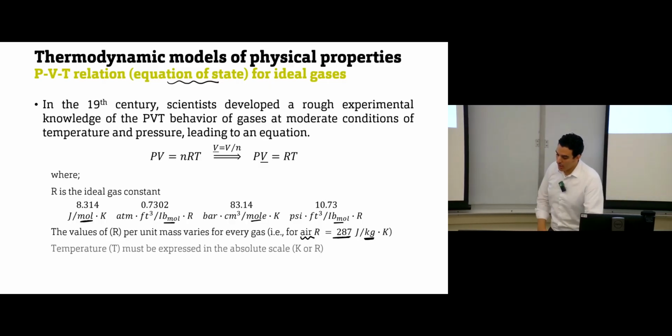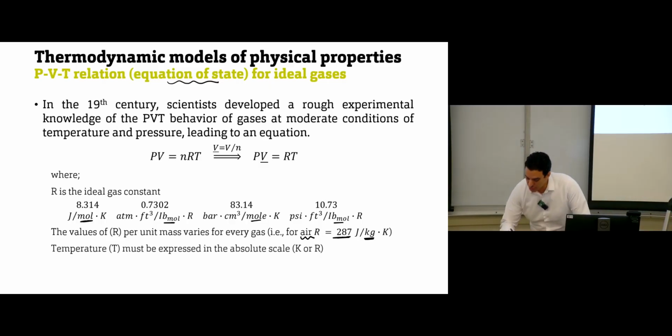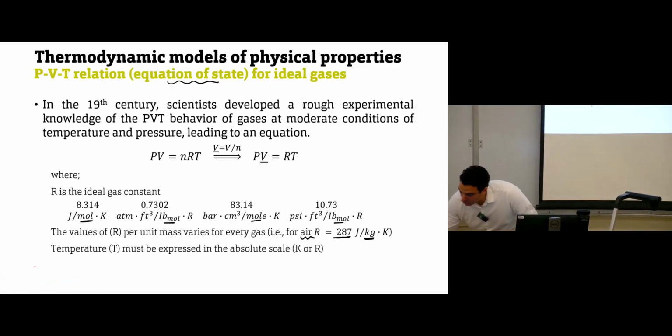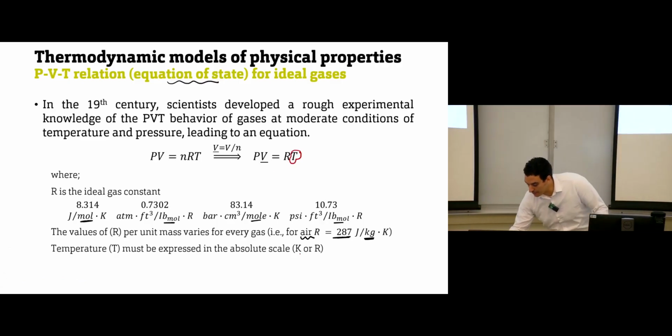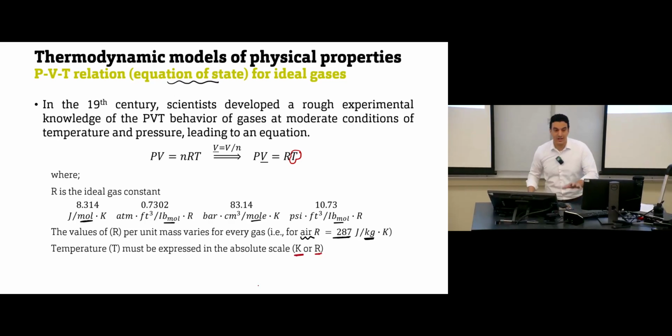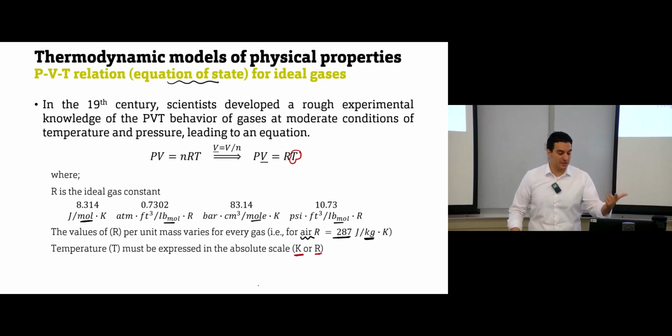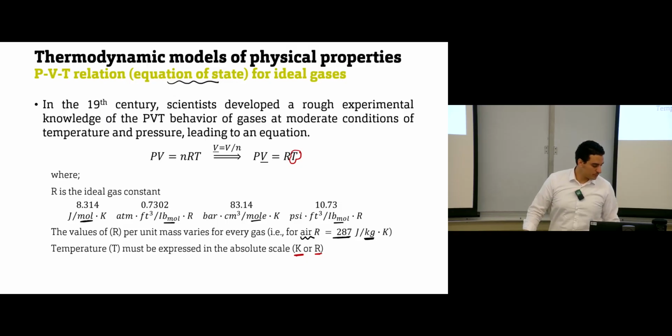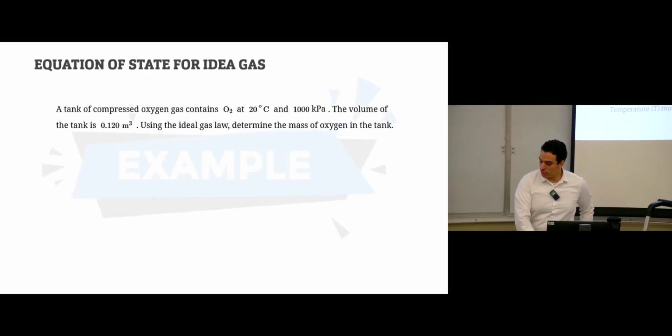And again, if you use this equation, the most important thing is that the temperature must be absolute. It should be in Kelvin, or in Rankine, any one of them. It can't be in Celsius, it can't be in Fahrenheit. Okay? So let's take an example just to remind you how to use this equation.